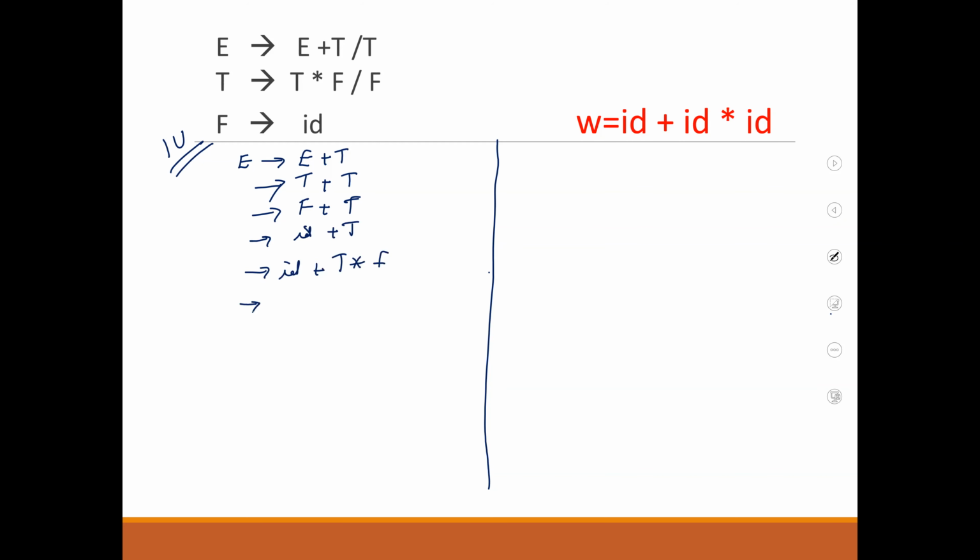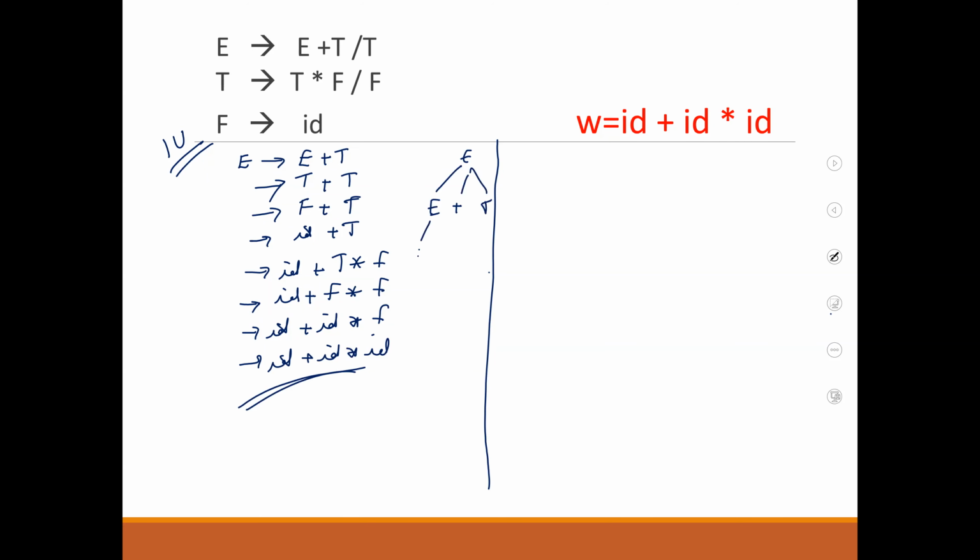You can do replacement only in single steps. You cannot do everything together. If you do everything together, your tree construction will be different. ID plus T will be F into F. ID plus ID into F. ID plus ID into ID. Proved.